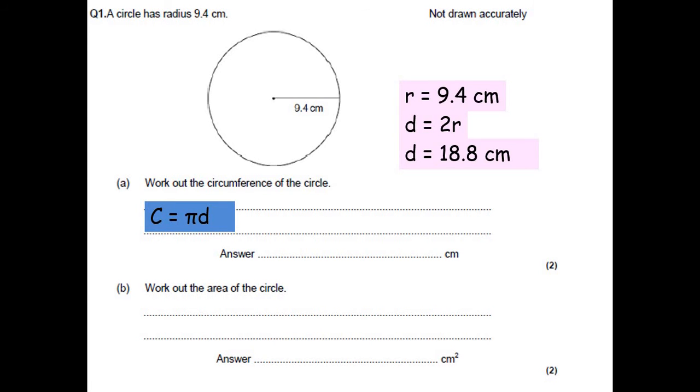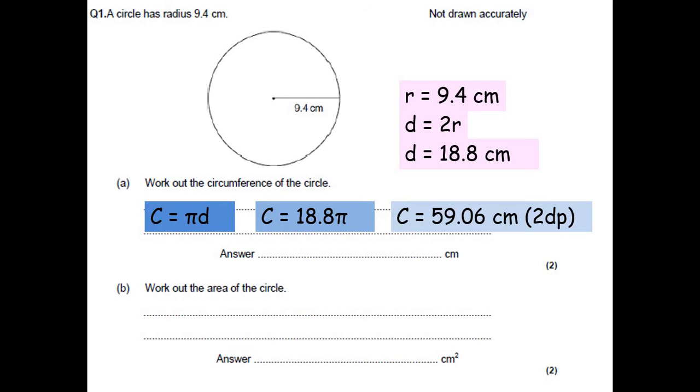The circumference is equal to pi multiplied by the diameter, which becomes 18.8 multiplied by pi. If you put that into your calculator, you will get the circumference equals 59.06 centimeters, and that's to 2 decimal places. The number in the calculator will be much longer. Here we're just giving it to 2 decimal places so you don't have to write out lots of numbers.